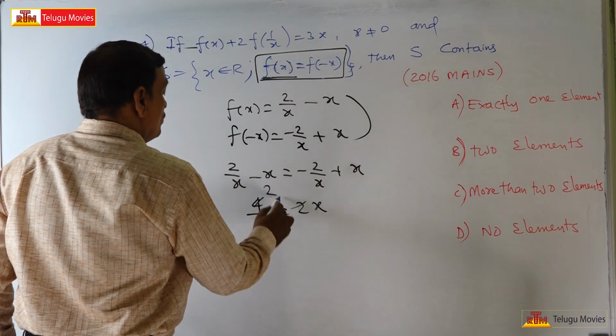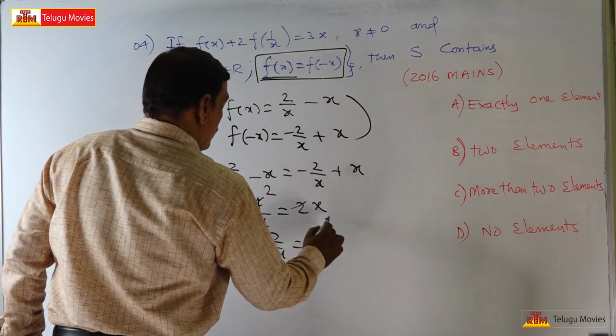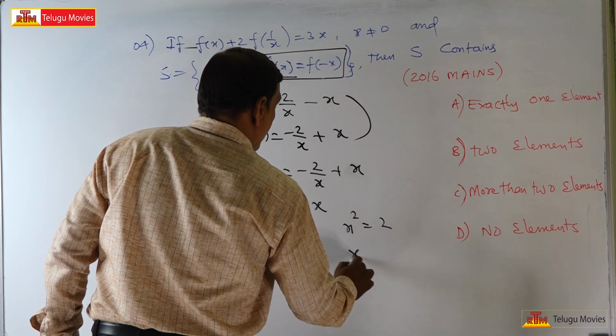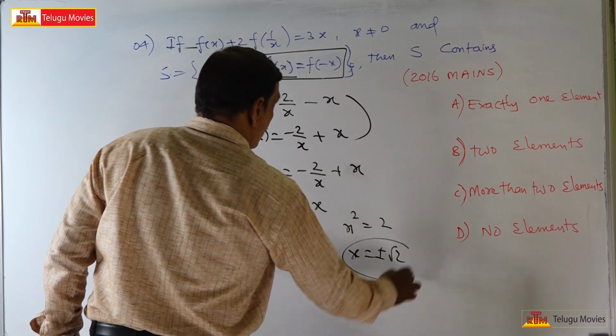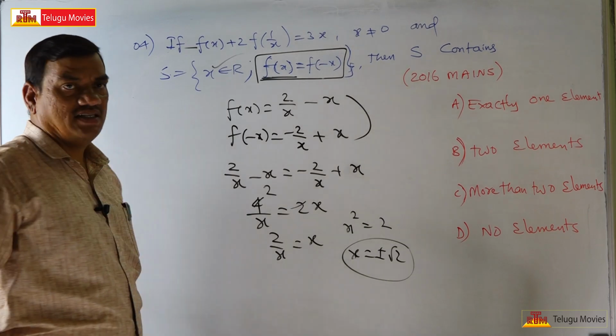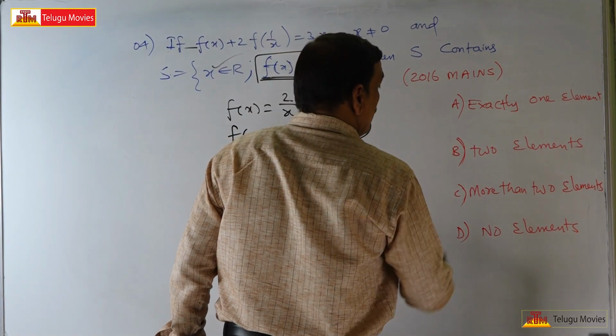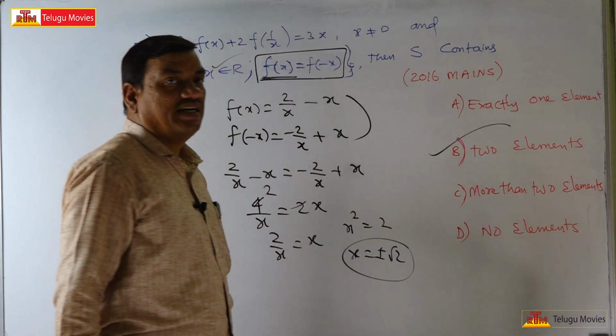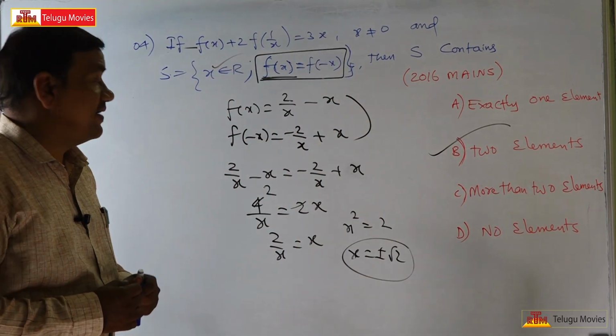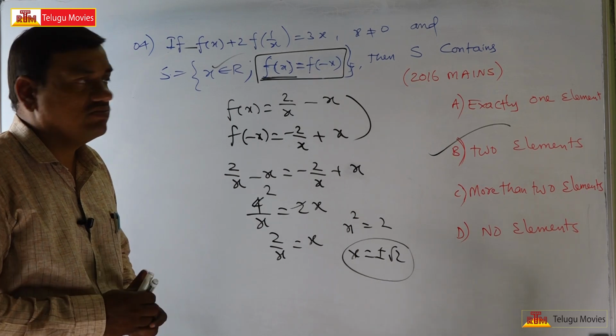So 2 by x is equal to x, x square is equal to 2, x is equal to plus or minus root 2. So x is a real number. Exactly how many elements will it have? It contains exactly 2 elements, that is one is plus root 2, another one is minus root 2.